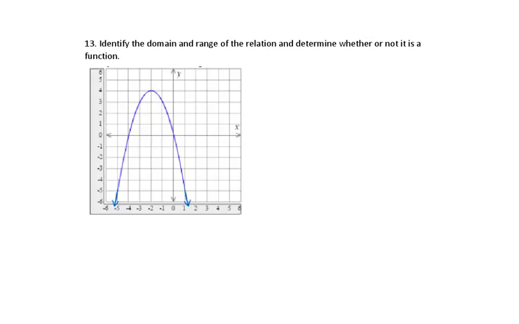Question 13 would like us to identify the domain and range. So, domain means left x to right x. So that's going to be left x and the right x. Notice on the left side you see an arrow. It's going down, but it's slightly tilted to the left. Because of that slight tilt, that means negative infinity. And on the right side, it's going down, but it's slightly tilted to the right. Because of that slight tilt, that's positive infinity.